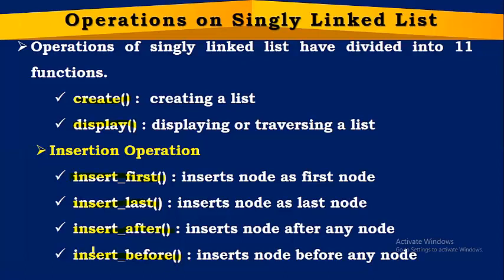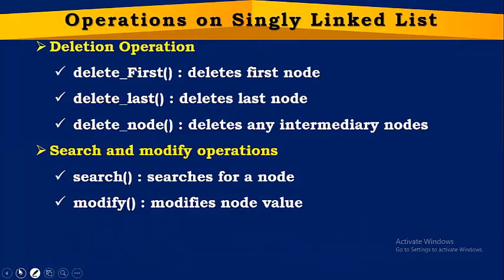Okay. So next, deletion operation. Deletion operation can be done in 3 ways: deleting the first node, deleting the last node, or deleting any intermediate node. Coming to deleting the first node, delete_first. When you call the function delete_first, it deletes the first node and makes the second node the first node.